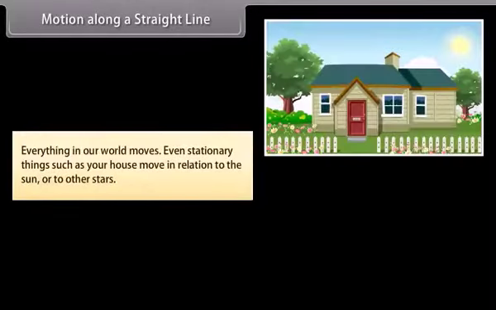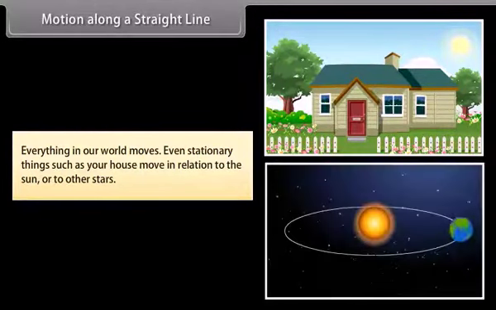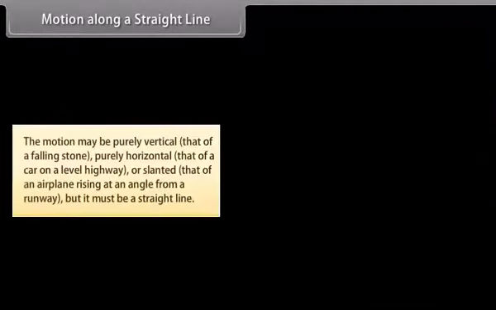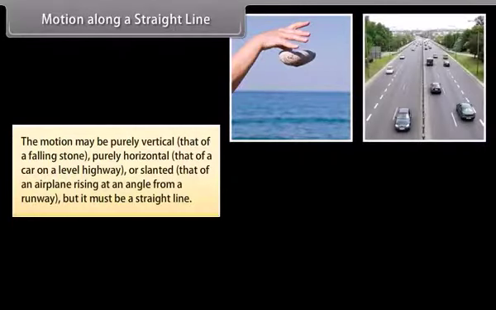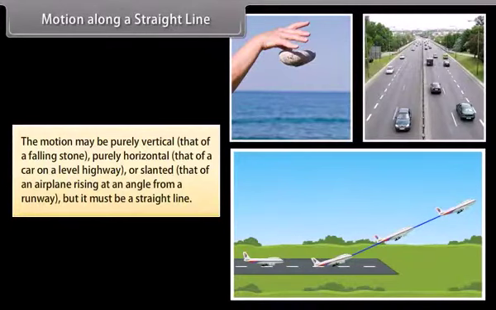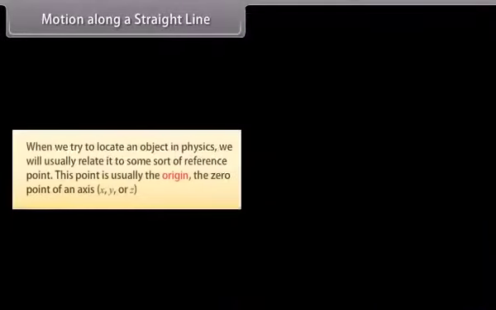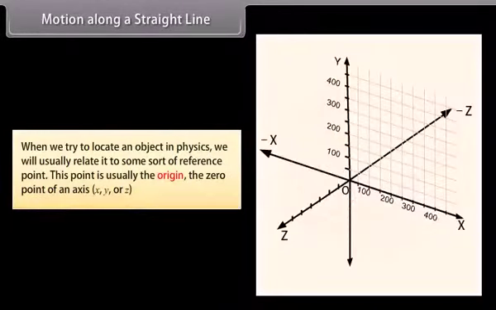Motion along a straight line. Everything in our world moves. Even stationary things such as your house move in relation to the sun or to the other stars. The motion may be purely vertical, that of a falling stone, purely horizontal, that of a car on a level highway, or slanted, that of an airplane rising at an angle from a runway, but it must be a straight line.